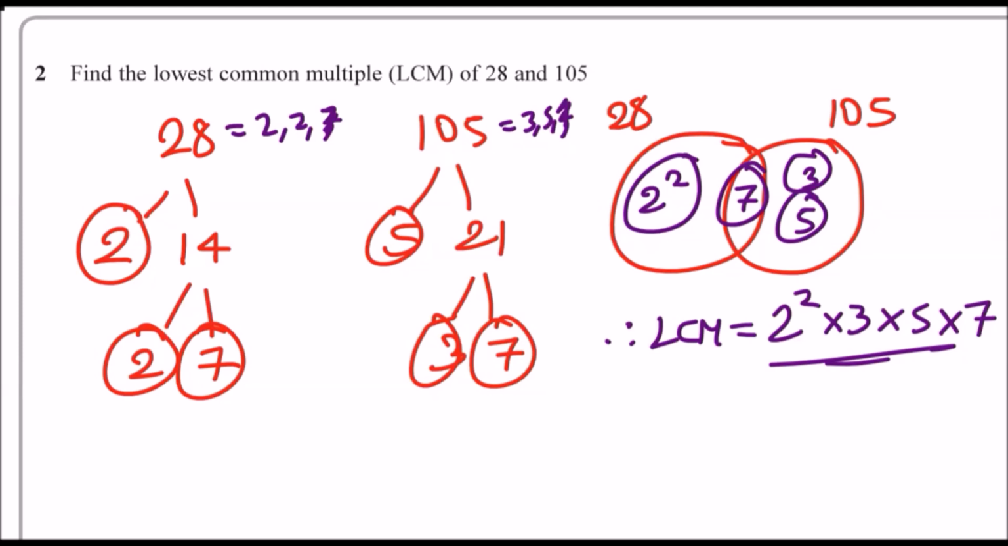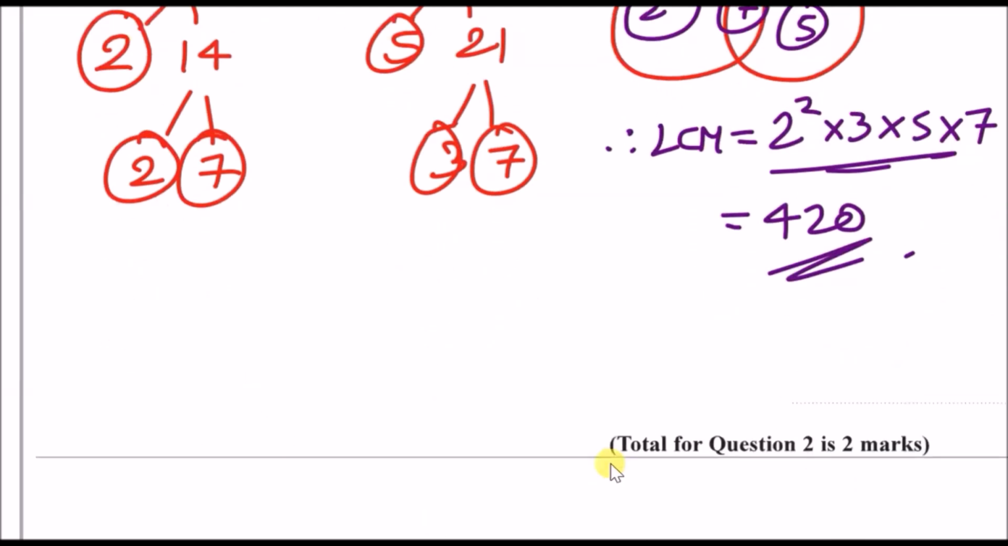And just in case it doesn't say leave it in this form, I will just put this in a calculator and you should get 420. And that's it. That's 2 done.